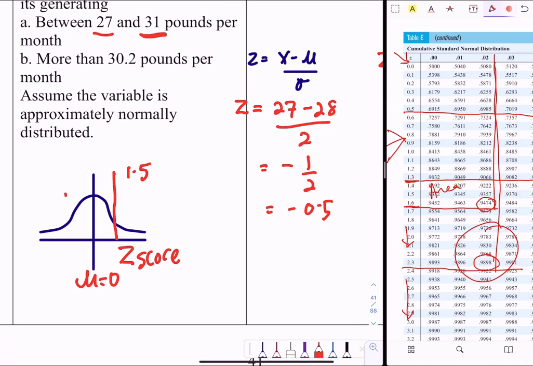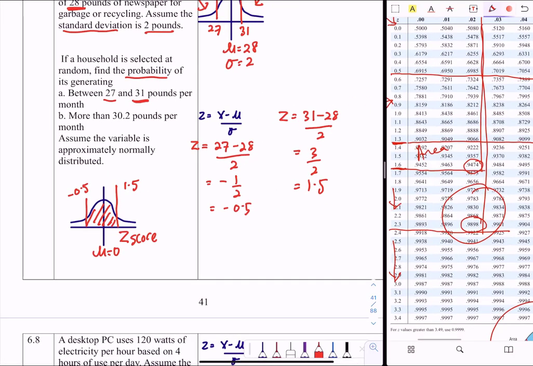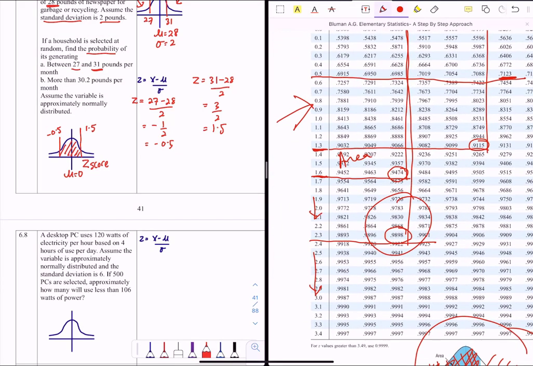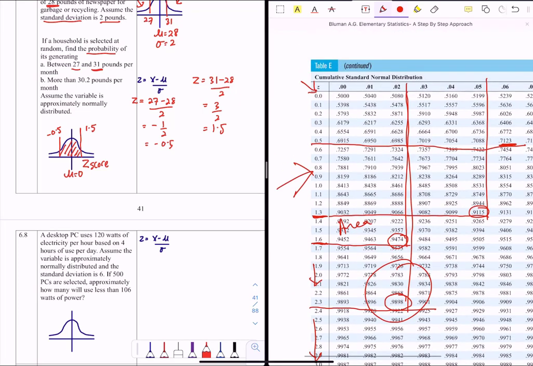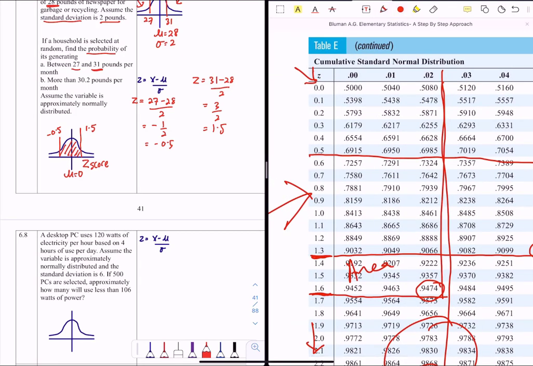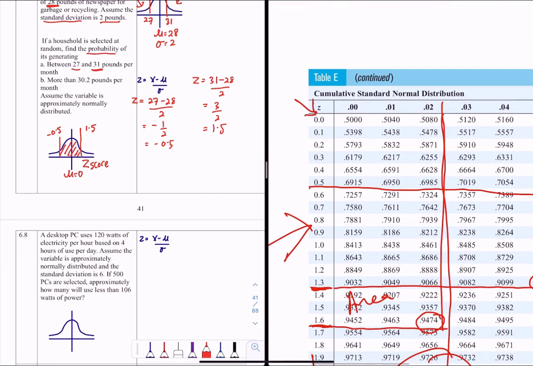1.5 and also negative 0.5. We need to find the area between. So you can use positive only or use both. If you take the positive only, we go directly to 0.5. So don't look at the area inside, look at the edge. You look at its backbone. So this is the answer.